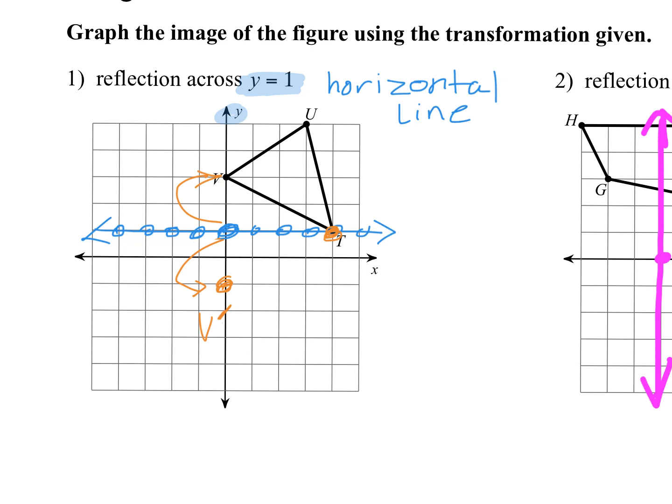It doesn't go anywhere. If it's sitting on the line of reflection, it stays put. So you can literally just write a T prime over the top of that T. If it's sitting on the line of reflection, it doesn't actually move. There's nothing for it to reflect over. And then last but not least, if U is 1, 2, 3, 4 units above the line of reflection, it's now going to be 1, 2, 3, 4 units below the line of reflection.